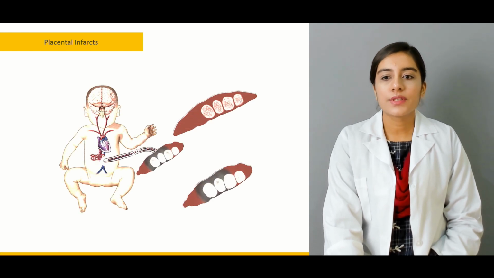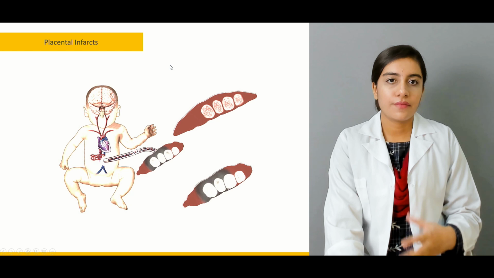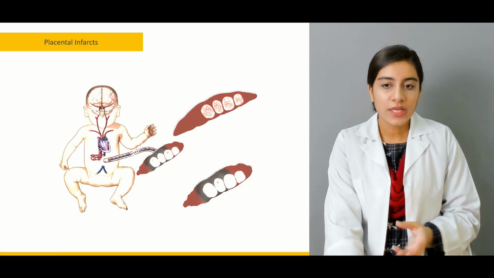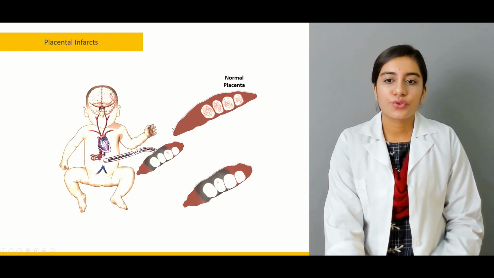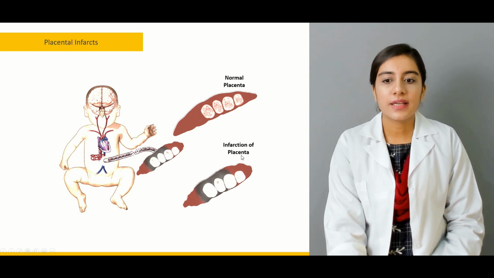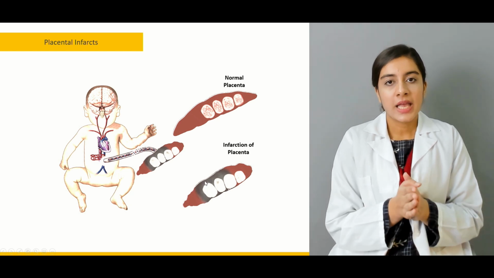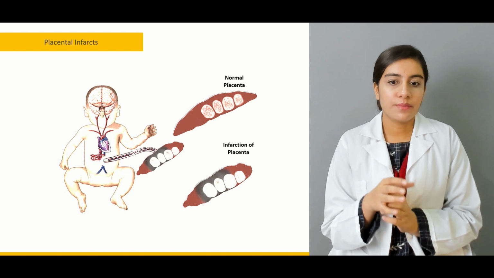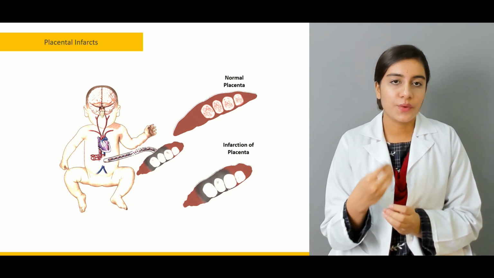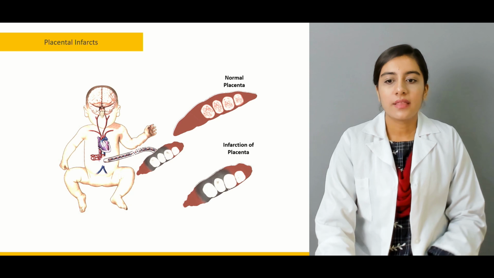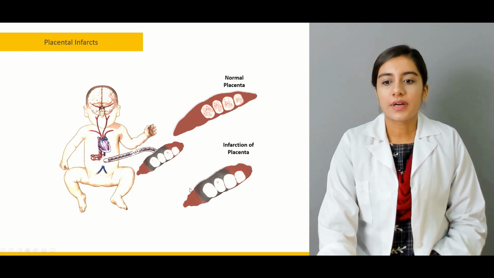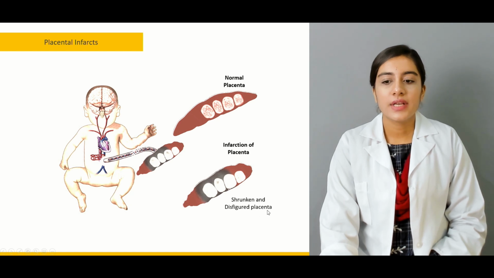Okay, now coming towards the placental infarct. When we talk about placentas, we have normal and abnormal placentas. So this diagram is showing us a normal placenta. This is the infarction of the placenta. This blackish area is showing us that this area is not being perfused with an adequate amount of oxygen. That's why it is infarcted over here, and the placenta is shrunken and disfigured.